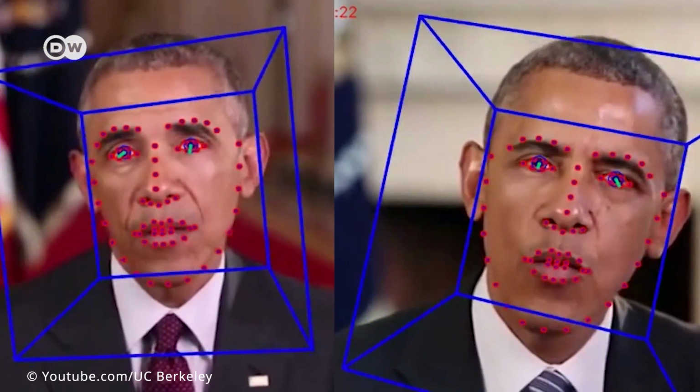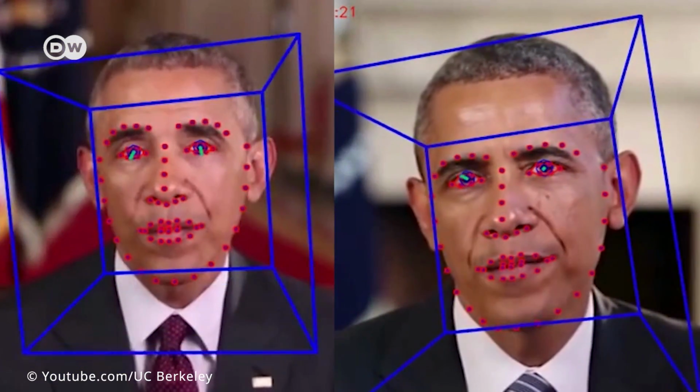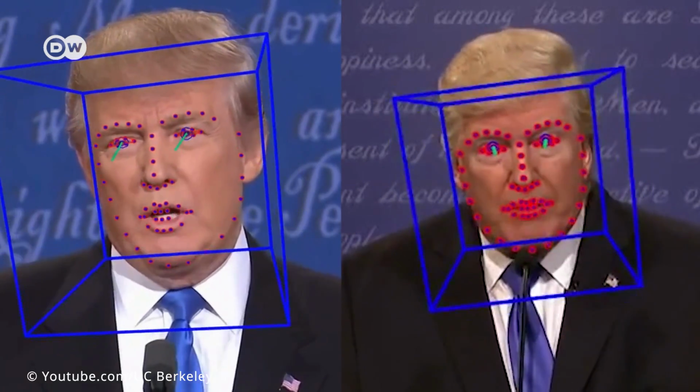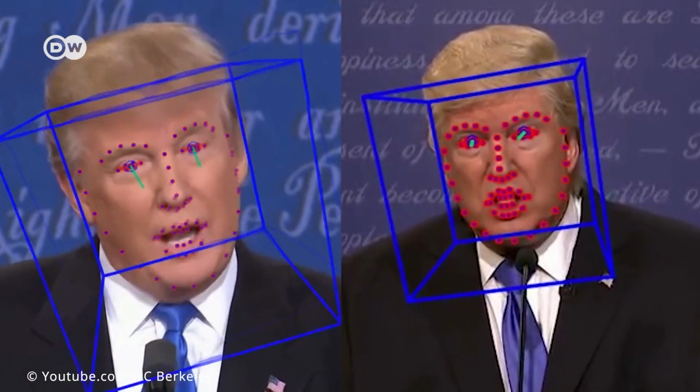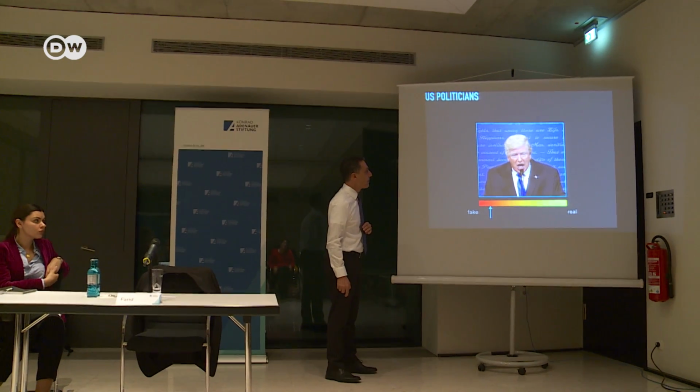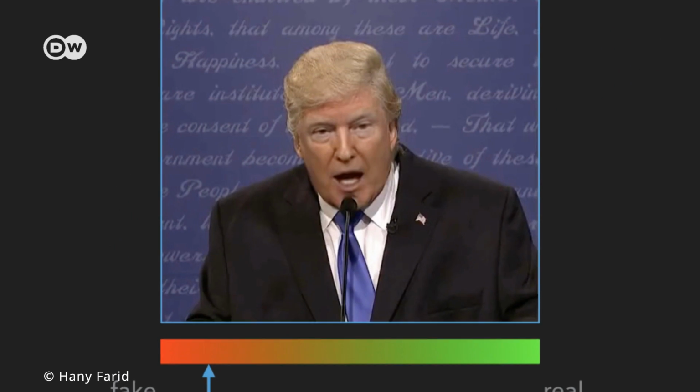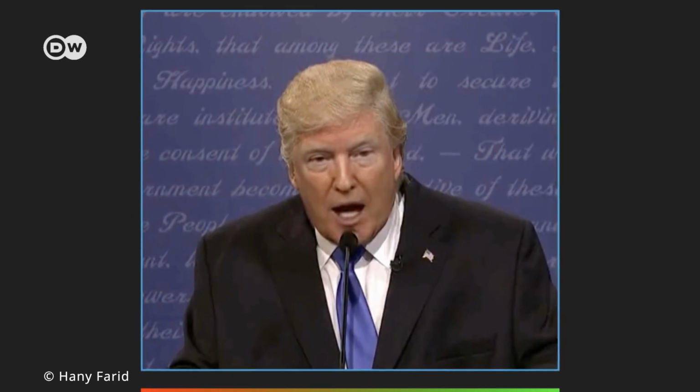The different lines and dots visualize aspects like the movement of the head, different expressions, and the direction of the eyes. Farid compares the real and the fake video to unmask anomalies in the deepfake. The method detects up to 96% of manipulated videos.